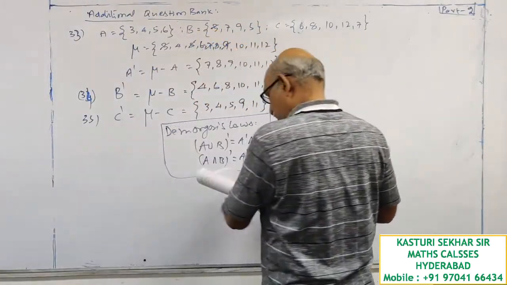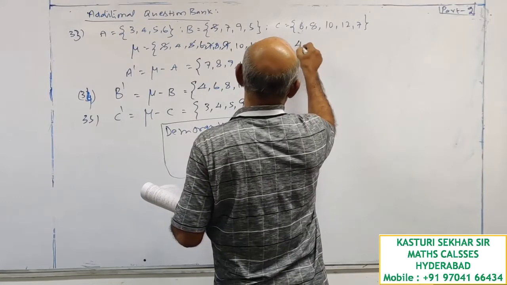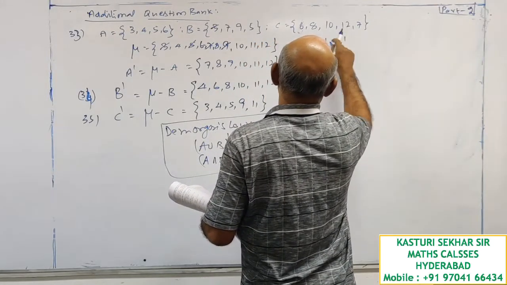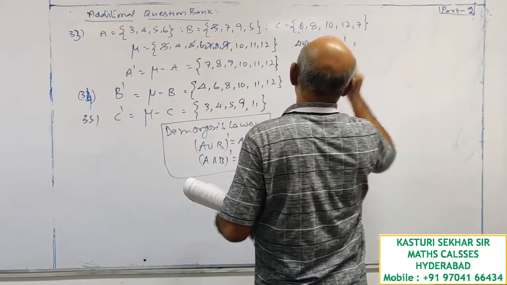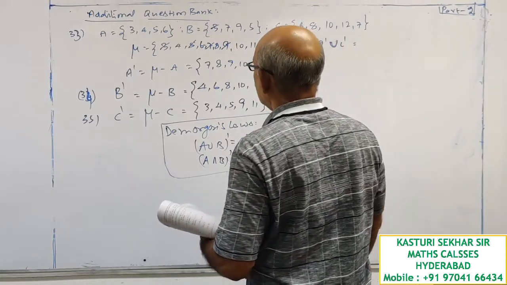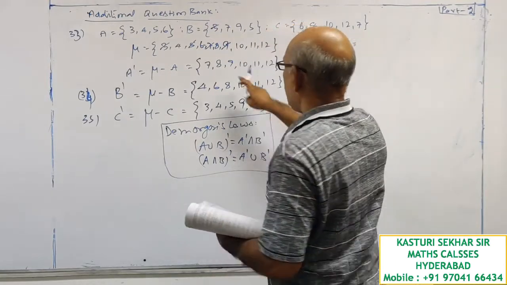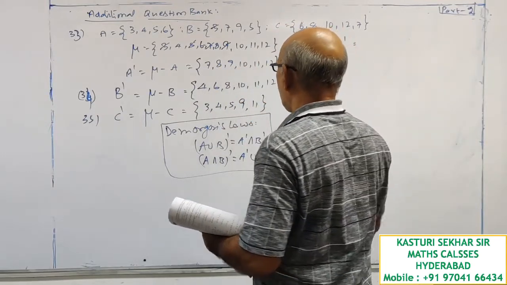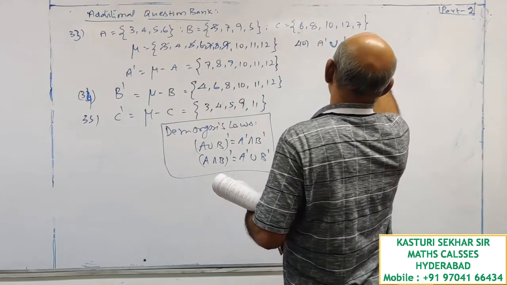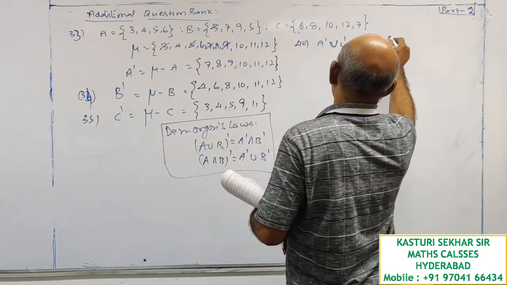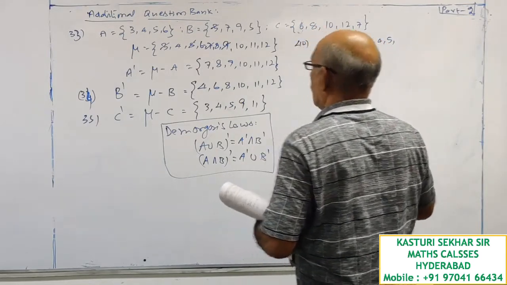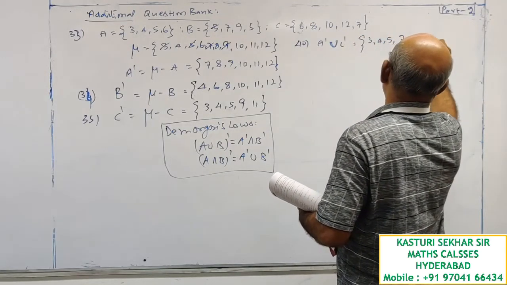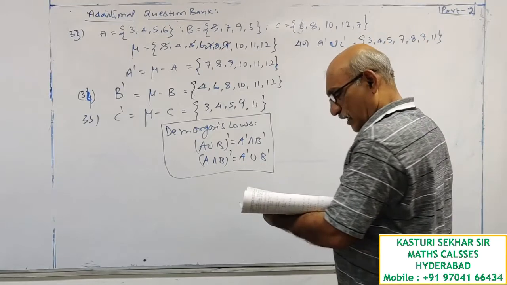Look at question number 40. A complement union C complement. A complement is 7, 8, 9, 10, 11, 12. C complement is 3, 4, 5, 9, 11. So this is a set 3, 4, 5, 7, 8, 9, 11.